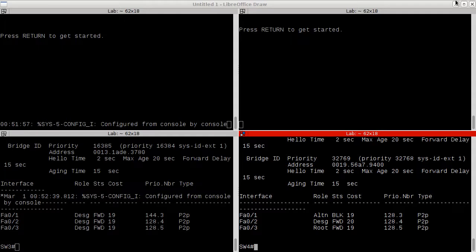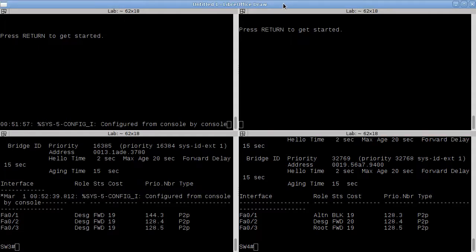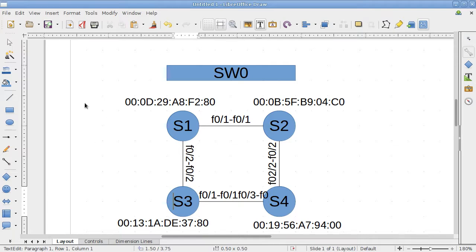Okay, so it seems like what happens is, first of all, the root bridge is determined based on its bridge ID or its priority, where the lowest priority wins. If there's a match in priority, then the bridge MAC address is used, and that becomes the root bridge. And all of the ports on the root bridge stay open.